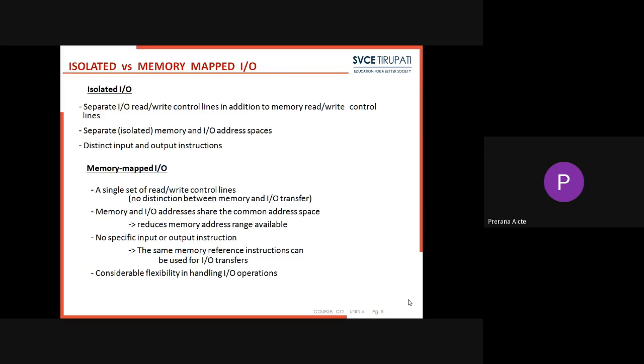And coming to isolated I/O. Isolated I/O uses a separate address space for both memory and I/O devices. It needs separate memory and I/O select lines. A small number of instructions are needed and commonly used. Okay, these are the steps for isolated I/O.